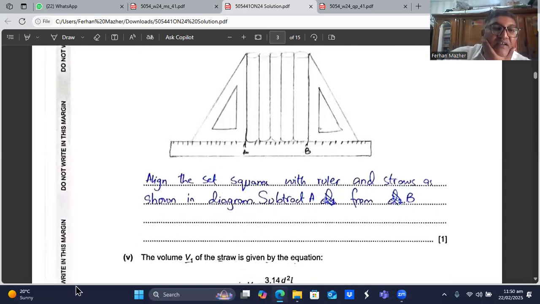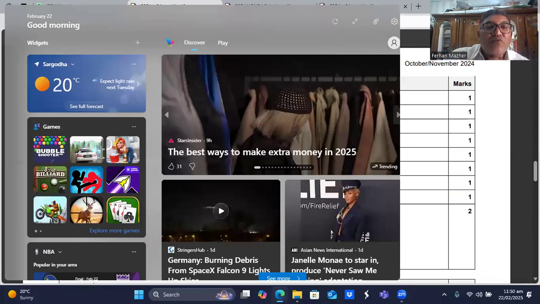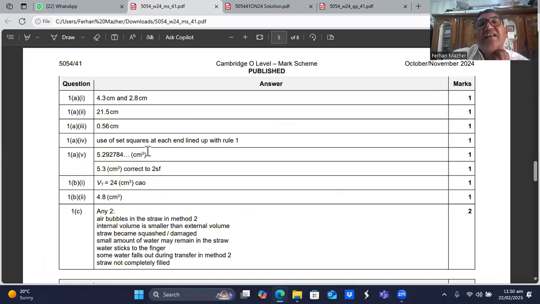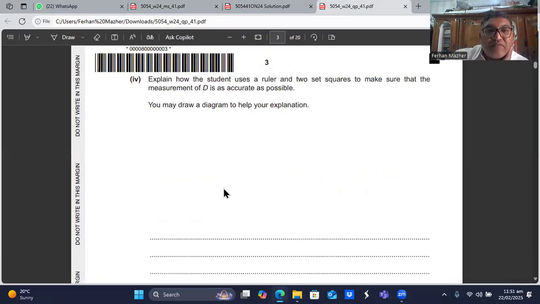So let's check from the marking scheme. Use of set squares at each end lined up with the rule, 1. Okay, so our answer is right. Okay, so this is what I am saying.